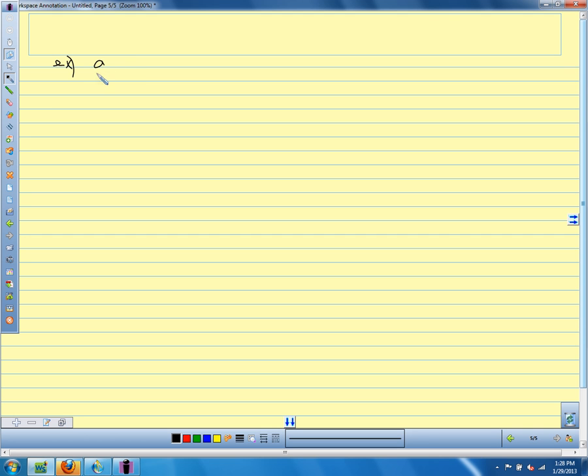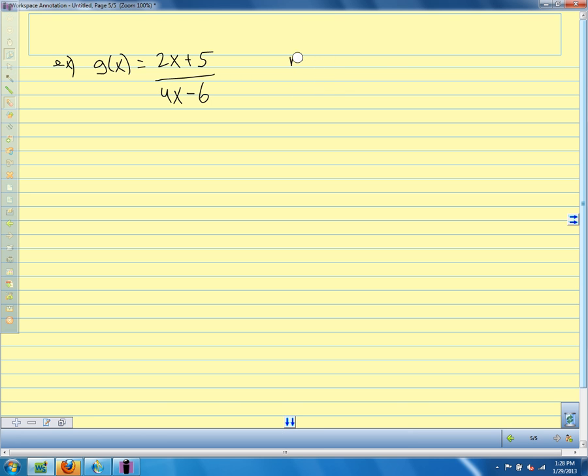For this one, we have g of x equals 2x plus 5 over 4x minus 6. All right, so how do the degrees of the numerator and denominator compare here? They're equal. The highest exponent is 1 on both. So the degree of the numerator equals the degree of the denominator. I'm just going to abbreviate that as DEG.